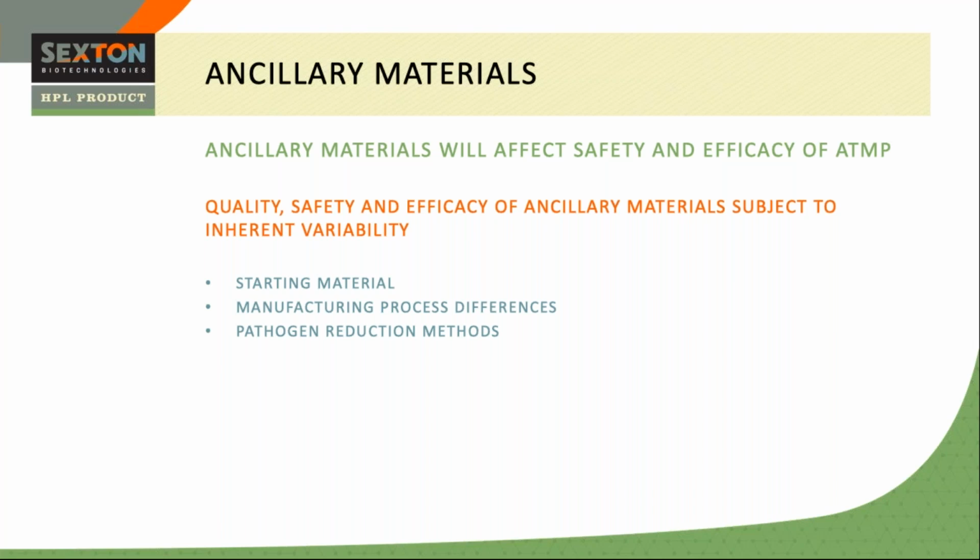Now, one of the challenges to try to qualify the safety and quality of ancillary materials is that they are not directly regulated. And so a lot is left to you as the manufacturer to decide what is the acceptable margin of inherent variability. And there's several factors which will affect this. So we have starting materials. If it's a blood product such as a serum or a human platelet lysate, you need to consider where are the donors sourced from, what is the accreditation of the blood center, and what testing strategies are employed.